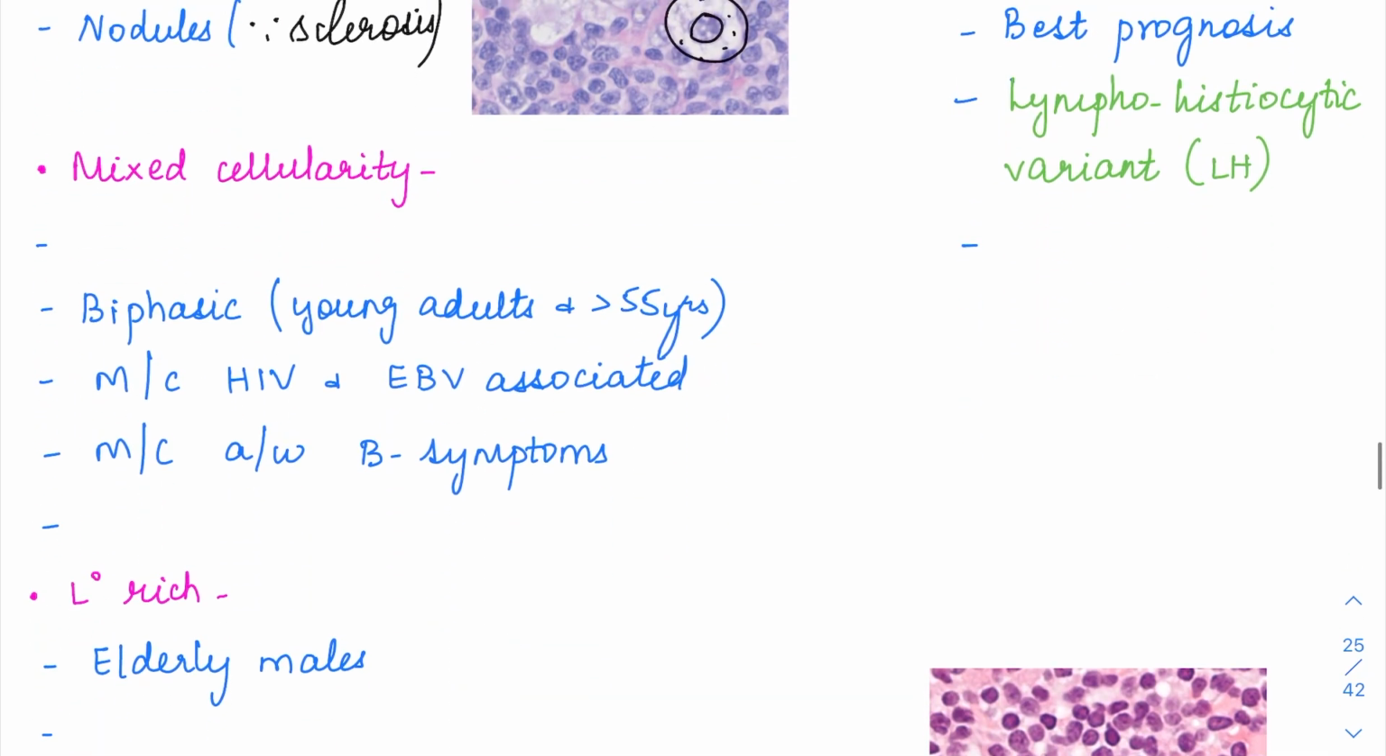Then moving on to mixed cellularity. So mixed cellularity, as the name suggests, there is going to be mixed kind of cells. So especially the polymorphous background which we see in classical Hodgkin's lymphoma, right? That is going to be very much abundant in mixed cellularity. Lots of eosinophils, plasma cells will be seen. So mixed cellularity is the most common type of Hodgkin's lymphoma in India. So worldwide it is nodular sclerosis, while in India it is mixed cellularity.